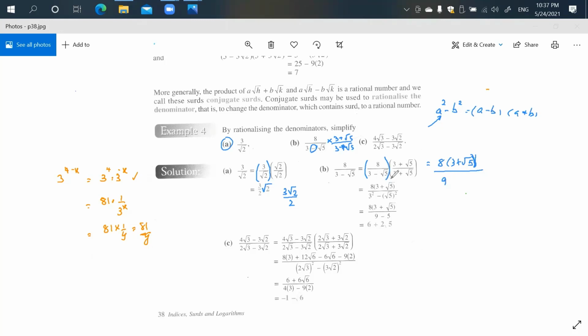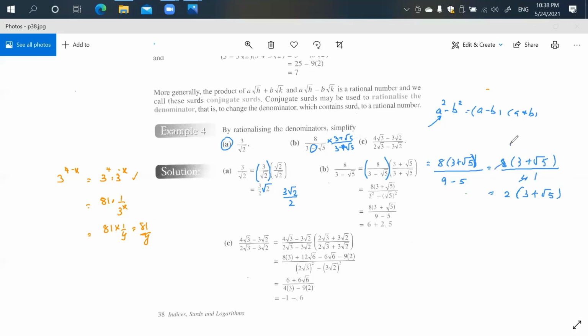The middle term is gone. So then you get this term and times this term. So become minus root 5 times root 5 become 5. So you have 8 times 3 plus square root 5 over 4. And then you can cut, make lower term. So become 2 times 3 plus square root 5.